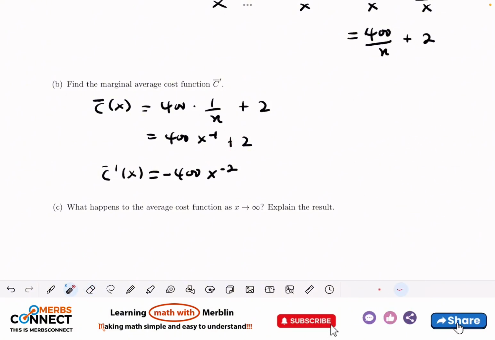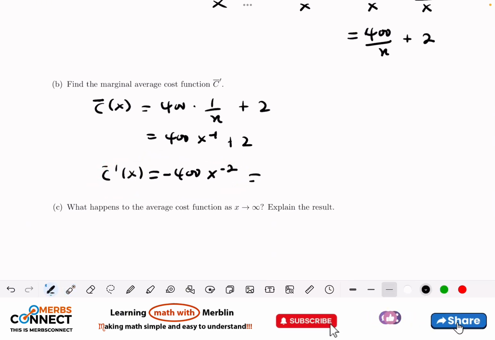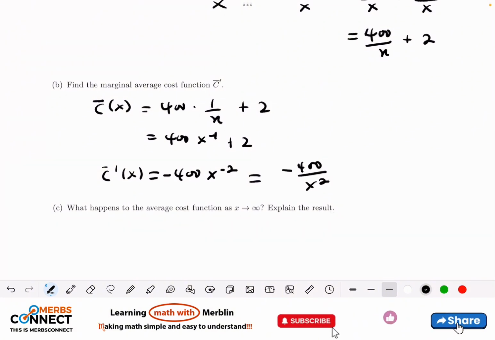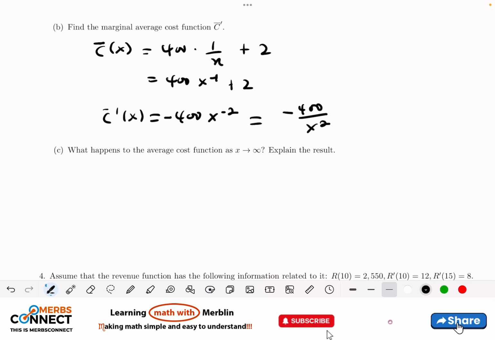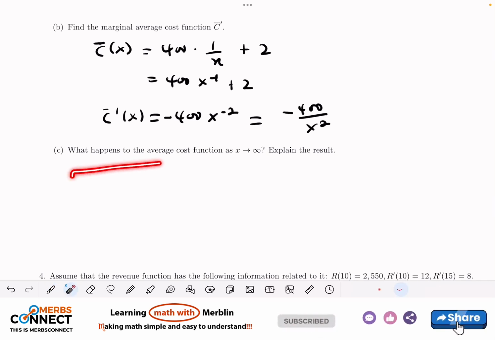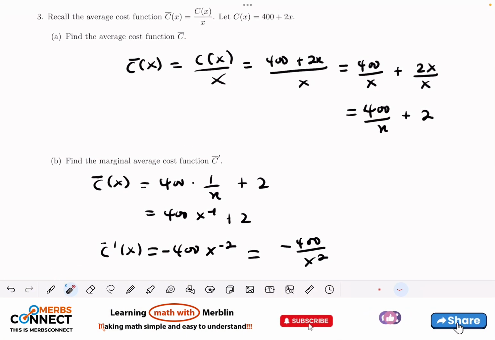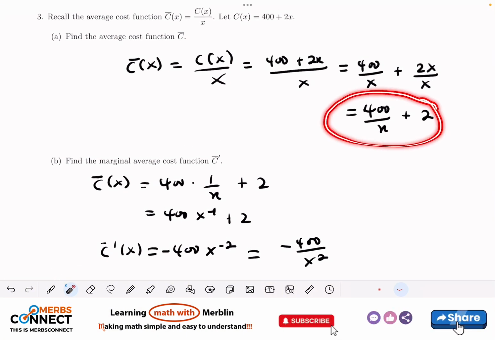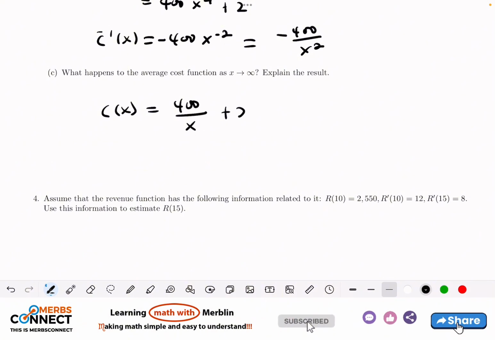So this will be the marginal average cost function. If I want to write it again, I can write this as minus 400 divided by x squared. Now the question is, what happens to the average cost function as x is approaching infinity? So what is the average cost function? Let's write it down here. The average cost function is equal to 400 divided by x plus 2.